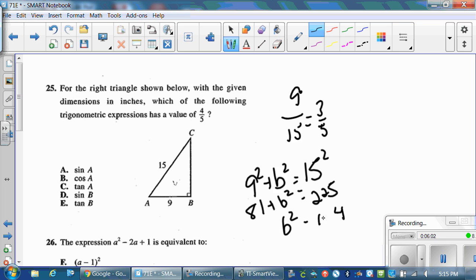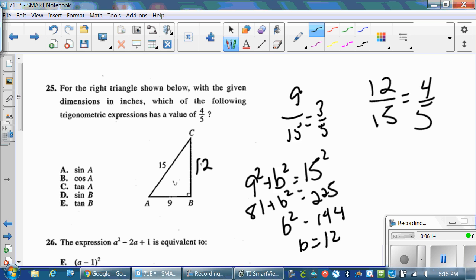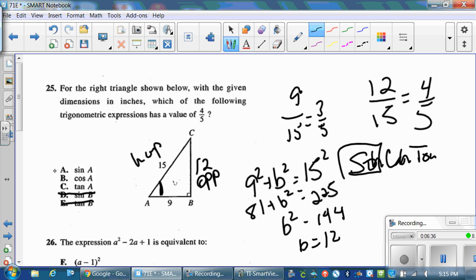Is that 144? 144, so b is 12. So this side is 12. Well, 12 over 15 is 4/5. So what trig ratio would be 12 over 15? If I'm talking about angle A, down here it has sine B and cosine B. You don't ever do the right angle. So if I'm doing A and I want to have 12 over 15, 12 is the opposite, and 15 is the hypotenuse, and that is the sine. Opposite over hypotenuse. So it's going to be the sine of A.